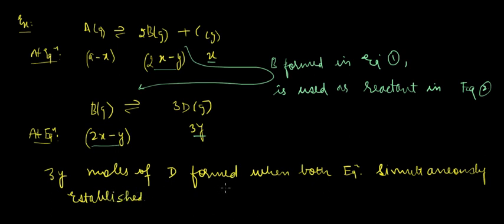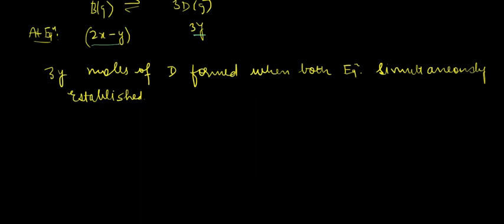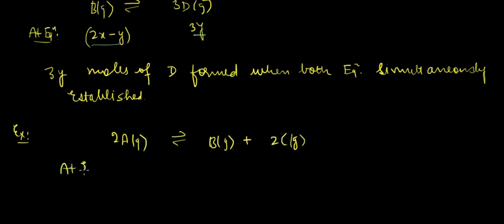Okay, now we'll look at example number 2. Where we have, let's say, 2 moles of A converting itself into Bg plus 2 moles of C. So in here, let's say at equilibrium, what is the state? At equilibrium, let's say we have A minus 2x moles of A, so we will have X moles of B and 2x moles of C. Now this was the first equilibrium.